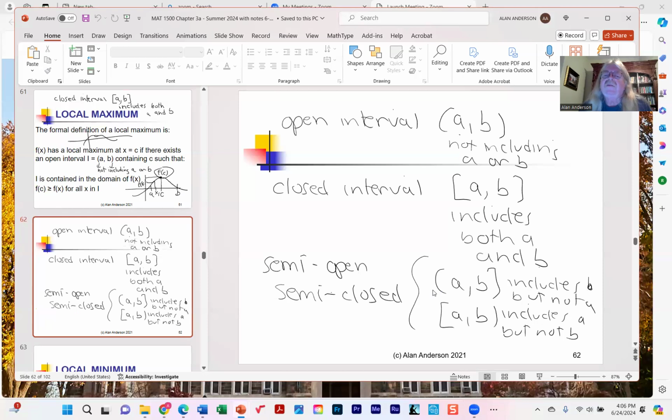And of course, I reviewed here the idea of what is an open interval. Open interval simply means that the two endpoints are not included. A closed interval means they're both included. And of course, this third one down here is where we have an open parenthesis on the left and a square bracket on the right. That one means that b is included but not a. And then the last one at the bottom means that a is included but not b. And these are sometimes called semi-open, semi-closed. You get the idea. Okay.